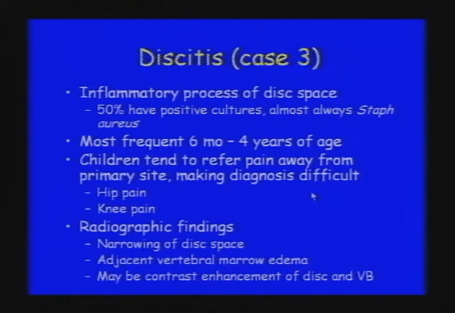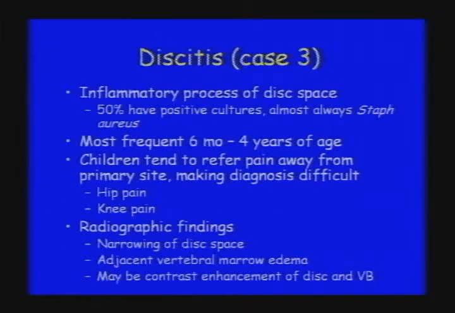This is an inflammatory process of the disc space. Half of kids will culture positive for Staph aureus. It's most common in 6 months to 4-year-old age kids. Kids are not very good at localizing their pain, so I just remind you that if somebody comes in and says they have hip pain and you don't see anything in the hip, you need to look at the knee and the back, one joint on either side of where they're complaining of their pain, because they're not always very good at telling you where they really hurt.